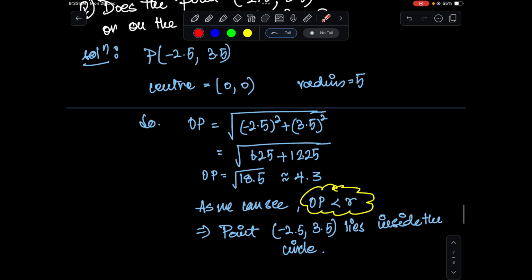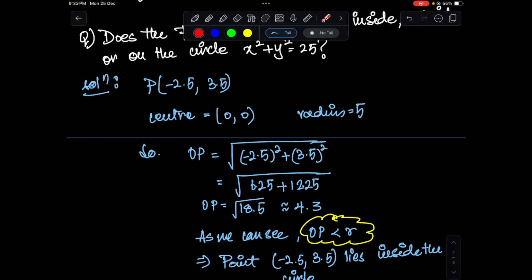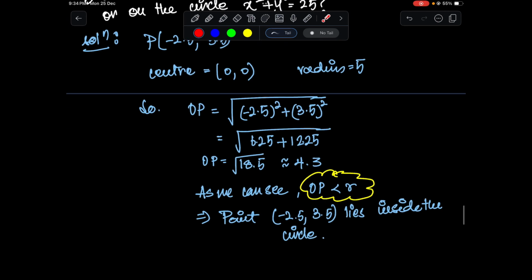Now you are supposed to find the distance, from the center to the point. Since the center is (0, 0), you can directly write this square. Now when you do it, you will get approximately this, but it is actually 18.49. The square of this is 18.49, which is very near to this. So we write approximately this as the distance, which we can see is significantly less than the radius. That means this point lies inside the circle.